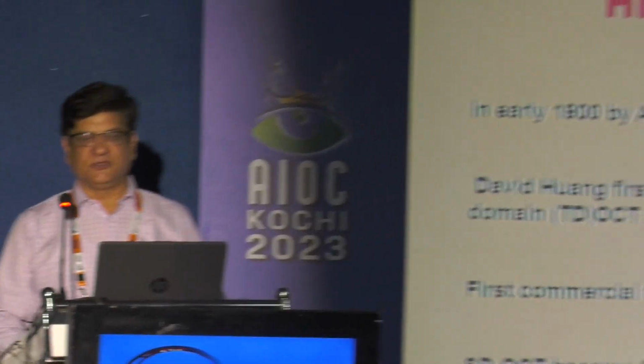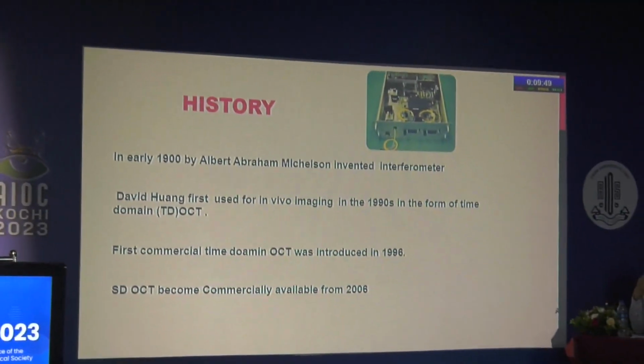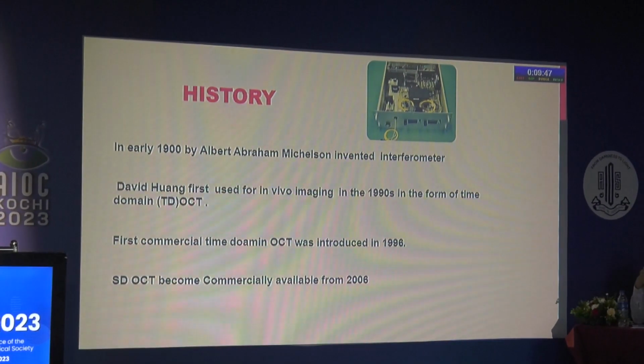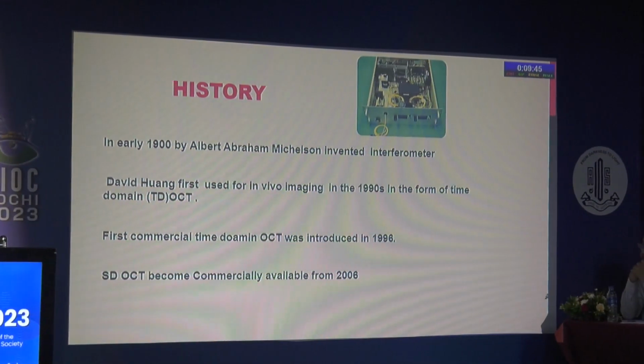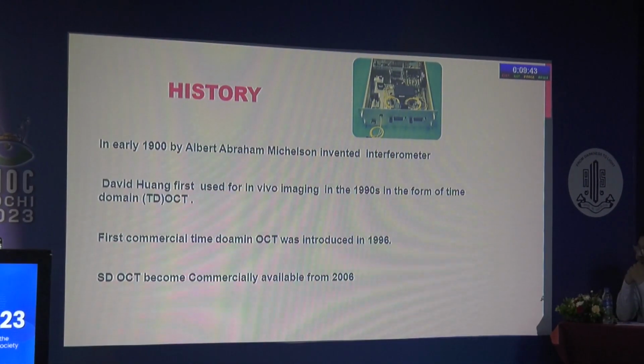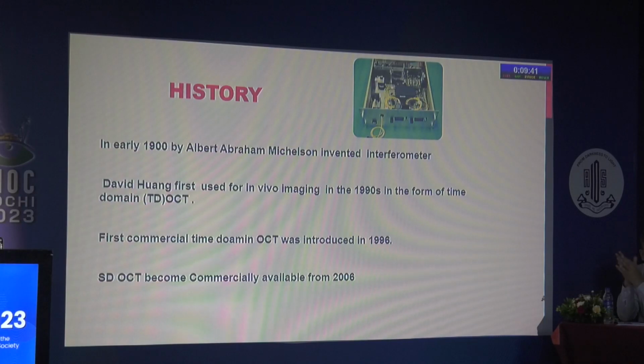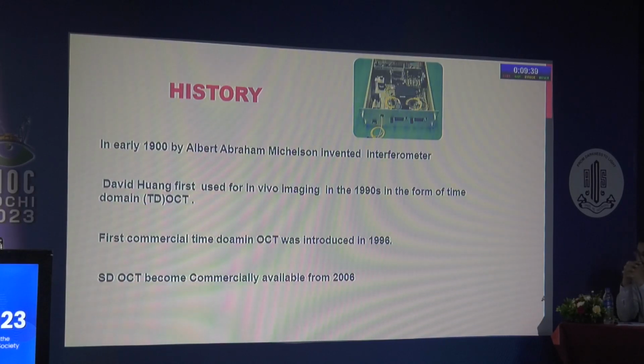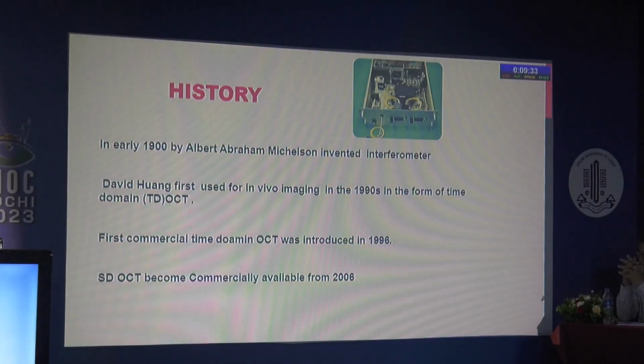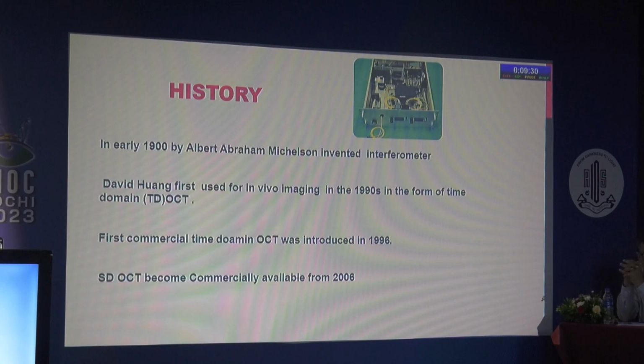So we'll just do a brief history. About 1900, Albert Abraham Michelson invented the interferometer. It's a basic principle that we all now know, that it's based on the principle of interferometry. Then the first in vivo imaging was in the 1990s. You'll be surprised to know that OCT was first used in cardiology, not in ophthalmology. But as we are optically accessible, most of the new gadgets in science help us by coming into our domain.